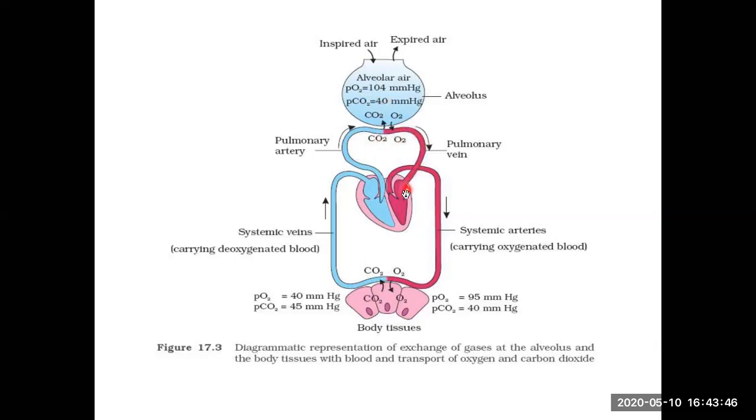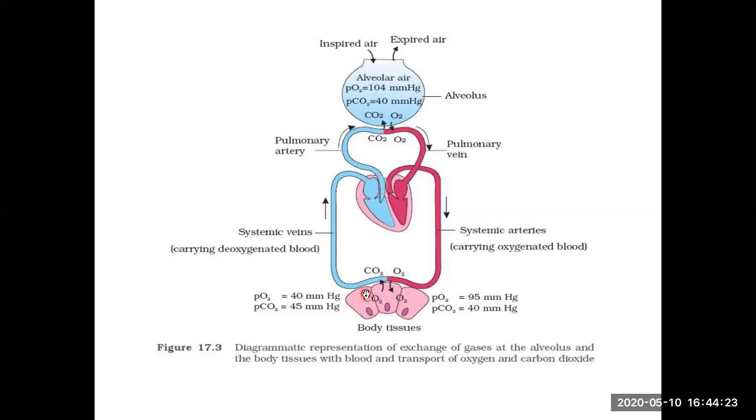So the blood carries this oxygenated blood to the heart, and from the heart to the organs. Here the partial pressure of oxygen is less in tissues, that is 40 mmHg, while in blood it is 95 mmHg. So automatically oxygen moves from high partial pressure to low in the tissue, where it is utilized for cellular respiration, production of energy, and production of carbon dioxide, whose partial pressure in tissue is 45, and in blood it is 40.